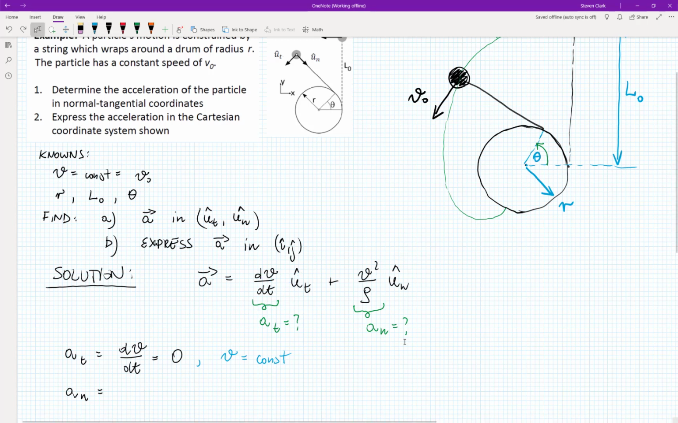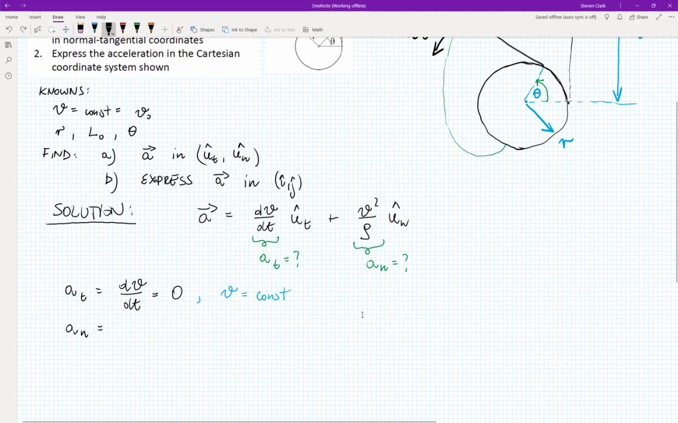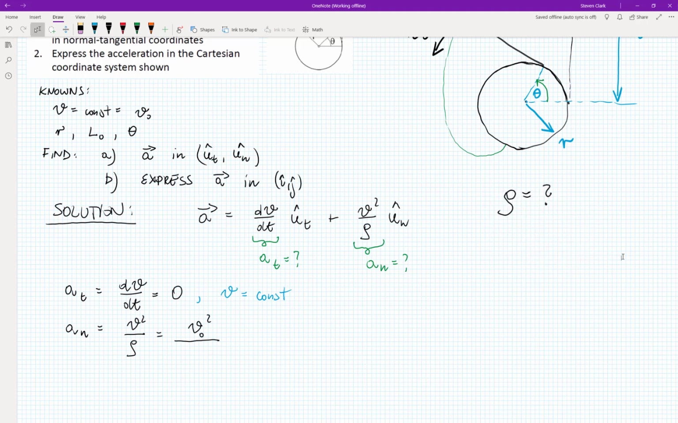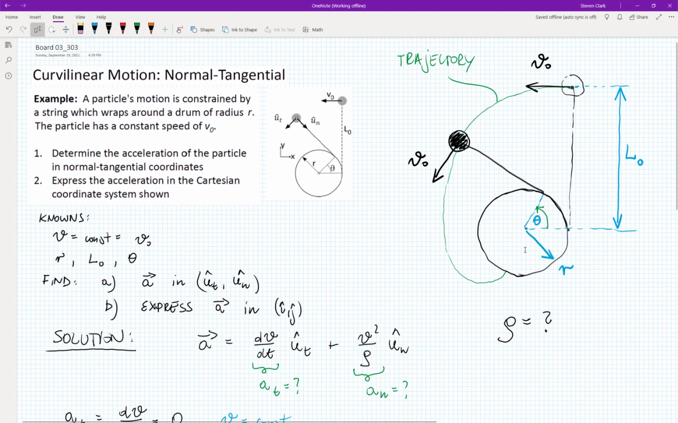How about AN? So our AN is equal to V squared over rho. And I think that you guys told me that V is equal to V0, so V squared is V0 squared. And now the question is, what is rho? What shall I put in the denominator? Yeah. So rho is equal to question mark. Okay. And again, I would like to give the mic into your hands. Could you please tell me what is rho? Yeah, Sean?